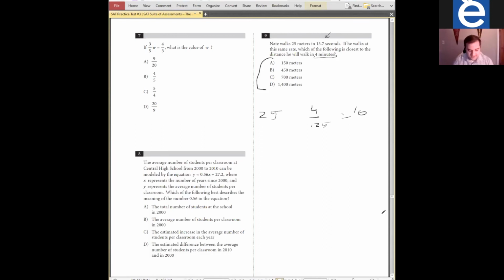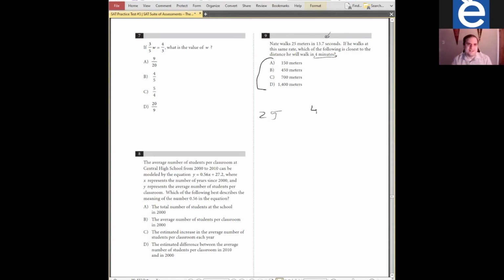So if we do 25 times 16, we get 400. Now, it's not at 450 because we approximated, but the answer there is going to be 450. If we had done that, you can do that more rigorously with a very strict unit conversion.